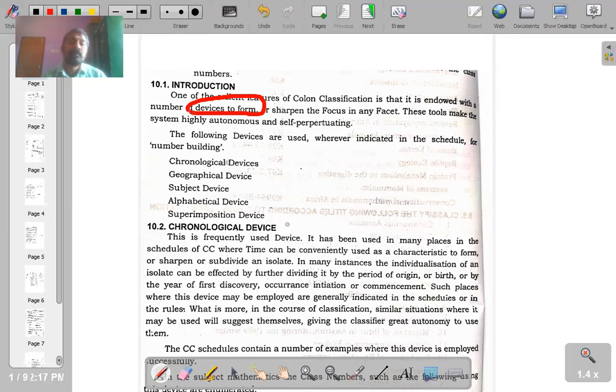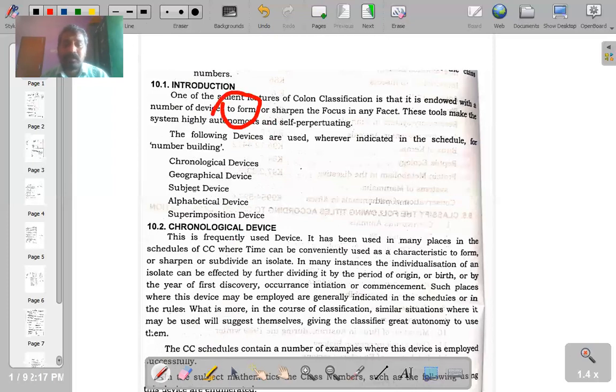Fine. And what are the purposes? I told you very plainly. The purpose is either to form or to sharpen the isolates. See, when there is no number for a particular isolate, maybe P, maybe M, maybe E, maybe P1 or P2 or P3 or P4 or 2E or E come to P. When a particular number is not given as a ready-made number, you need to form that number. You need to create that number using these devices. That is forming a new isolate.